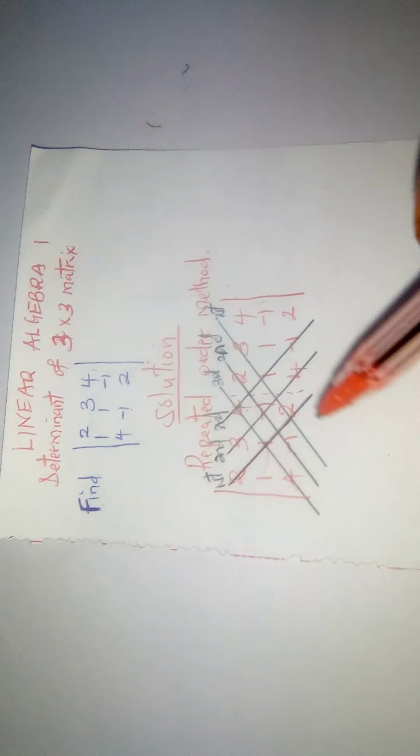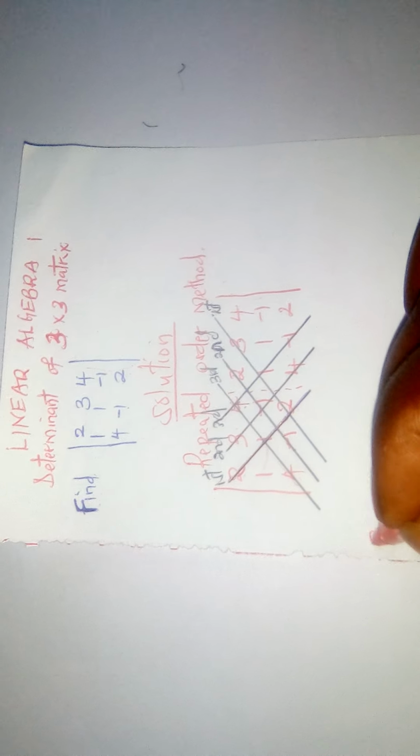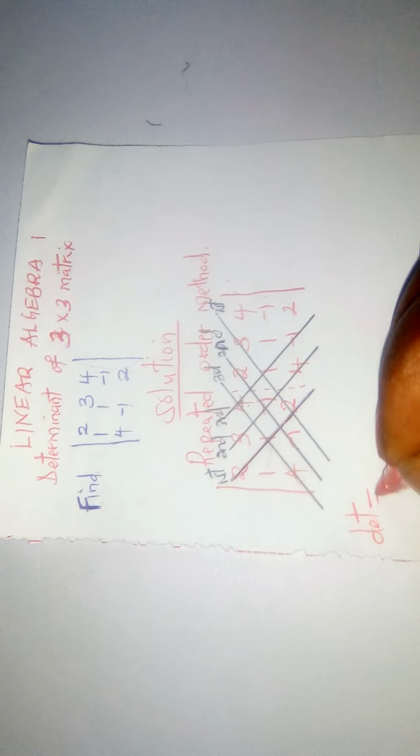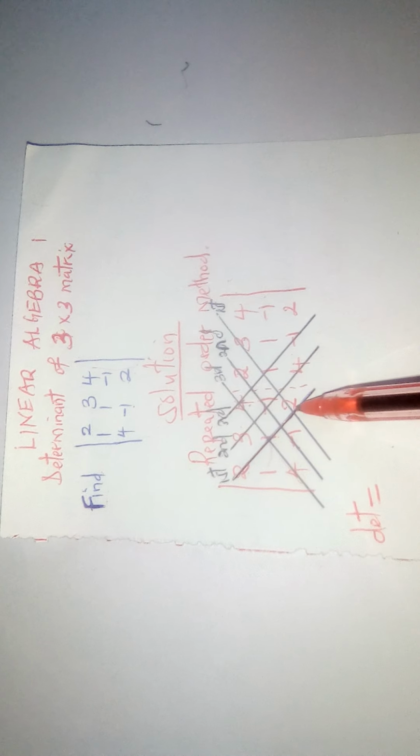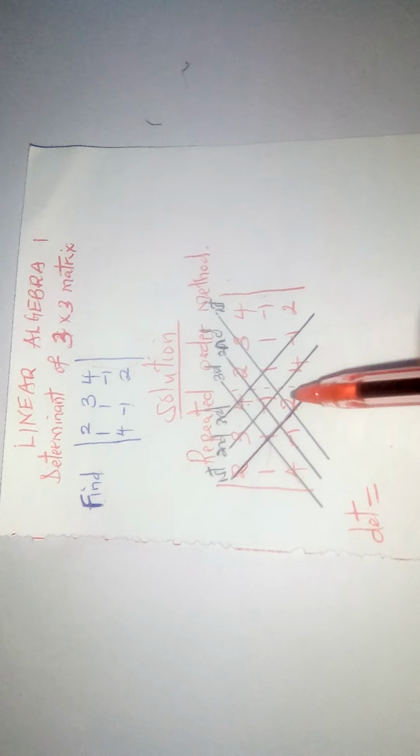So let us go. For the first, second and third diagonal, how can I work out the first, second and third diagonal? So I'll come here and say, determinant is equal to, the first diagonal is 2, 1 and 2, and I've told you that you are multiplying. So I'll come here and say 2 by 1 by 2.